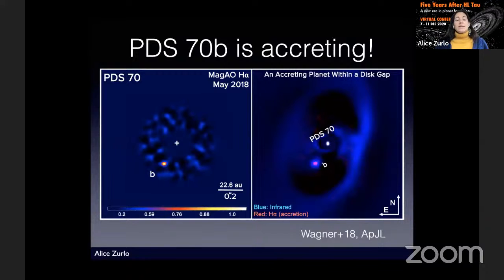And the good news is that this planet b is also accreting. It is showing exactly the first claim of protoplanet signal in H alpha. You can see here superimposed in blue, the infrared SPHERE image, and exactly at the same location of the planet, there is also some emission in the H alpha. So we can think that this planet is actually a protoplanet. It is still accreting. This star is very young, 5 mega years.